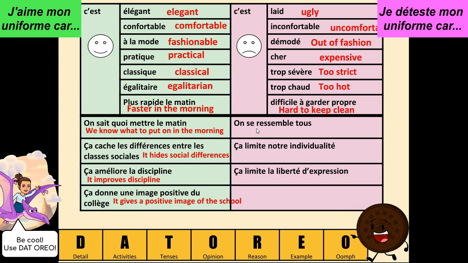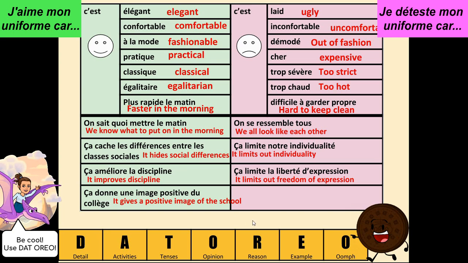And the negative ones, on se ressemble tous, we all look like each other. So a nice little reflexive verb here. Ça limite notre individualité, it limits our individuality. Ça limite la liberté d'expression, it limits our freedom of expression. Of course, you can add others that you can think of. What I would strongly suggest is perhaps you use one easy one and one harder one.